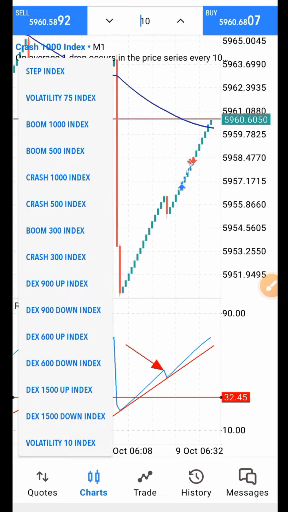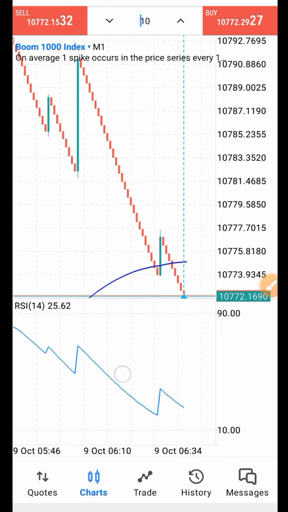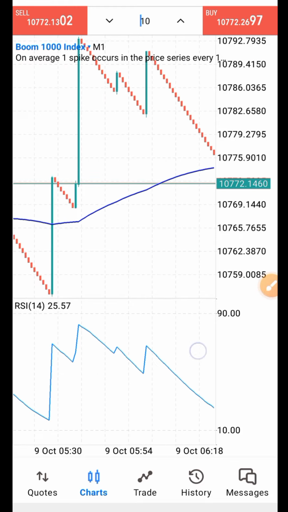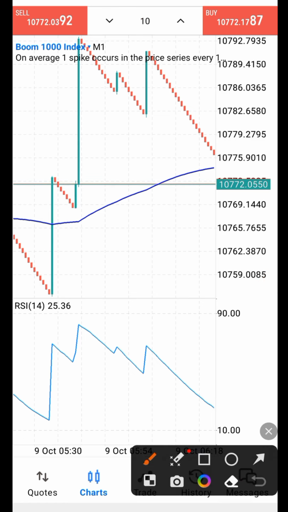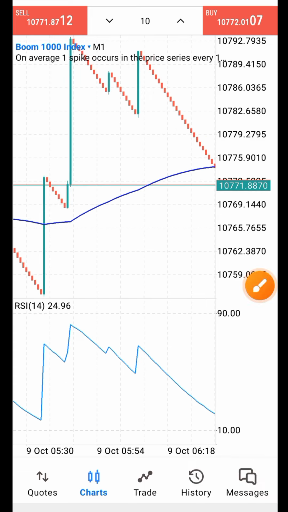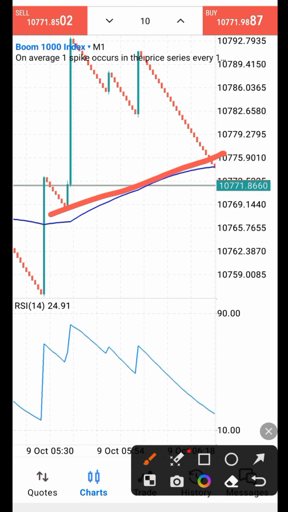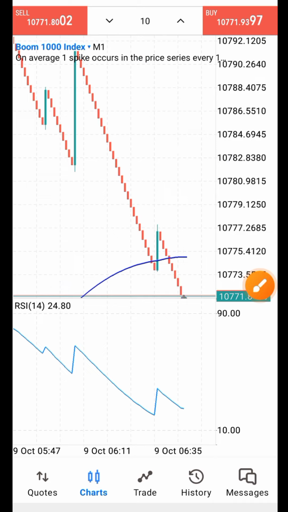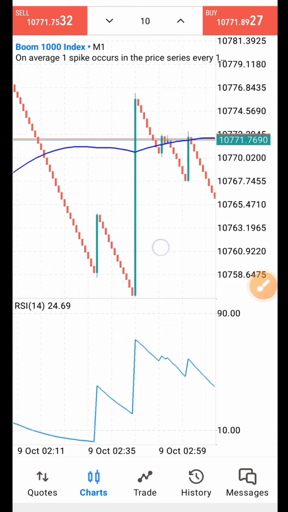Let's check Boom. No, we are trading down now. So we got this, and this got broken here. From here you should be able to count your five candles. Though the moving average has told us not to sell because the market is above it, the safer side is for you to wait for the conditions under the moving average.